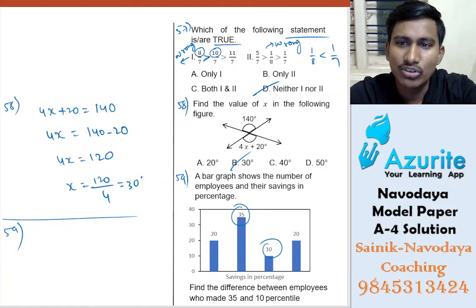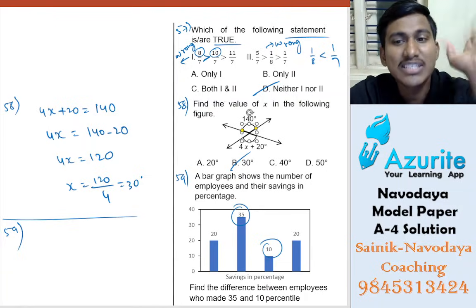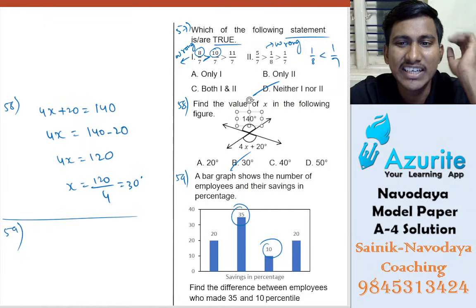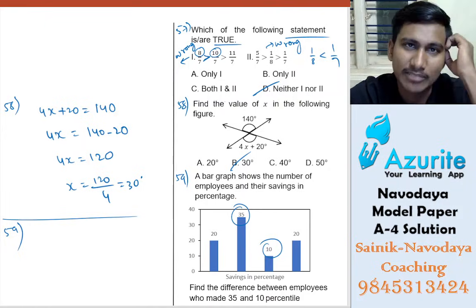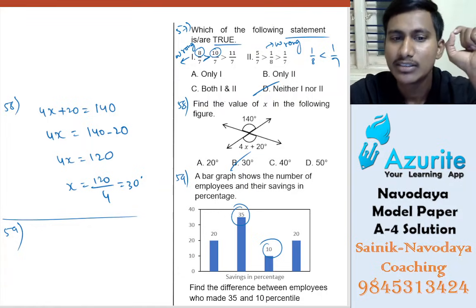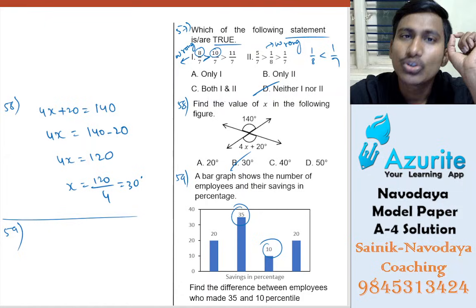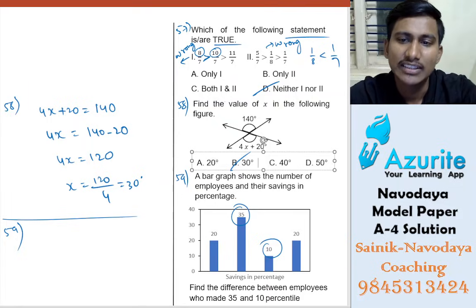Okay. So see here students, question 58. Find the value of x in the following figure, they are asking. So vertically opposite angles will be the same. So 4x plus 20 and 140 will both be the same. So 4x plus 20 is equal to 140. We have to separate the x value. So take 20 to that side. Plus will become minus. 140 minus 20 is 120. So 4x is 120. 4 also you take to that side. It will divide. 4 3s are 12. So 30 will be the answer. Option B here. Okay.